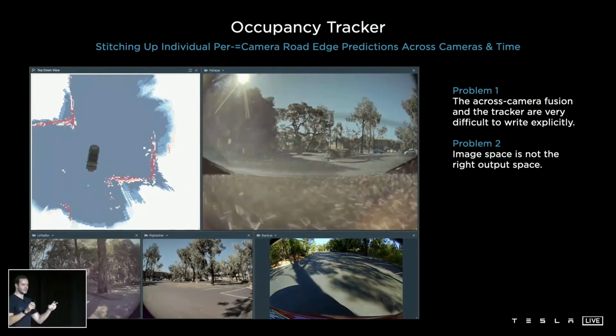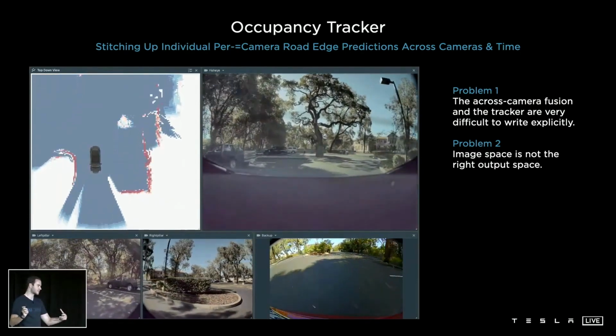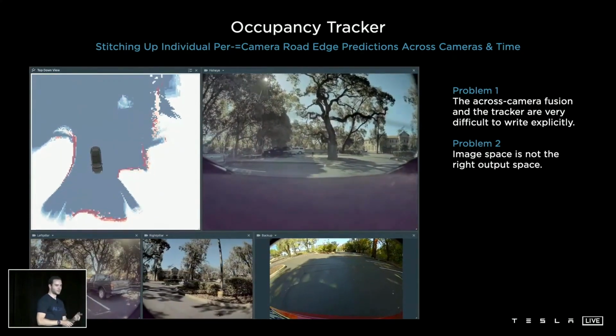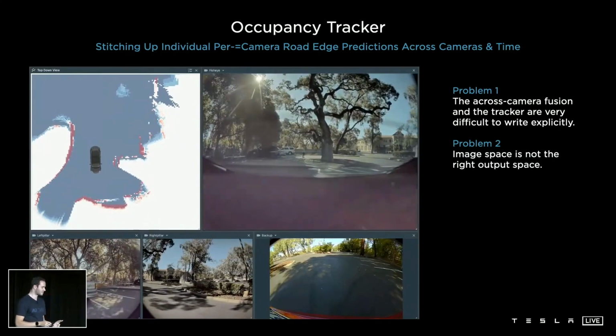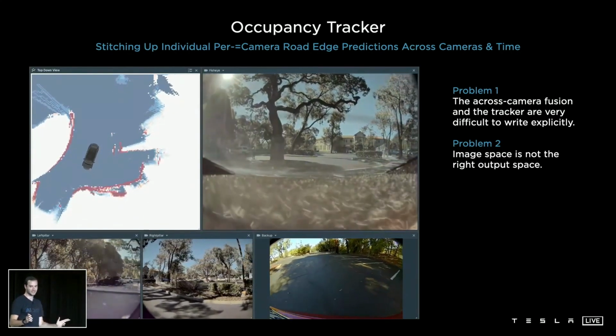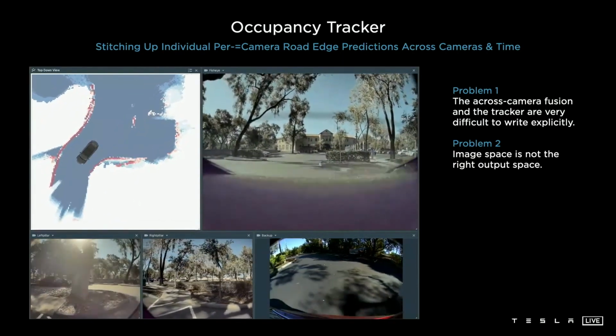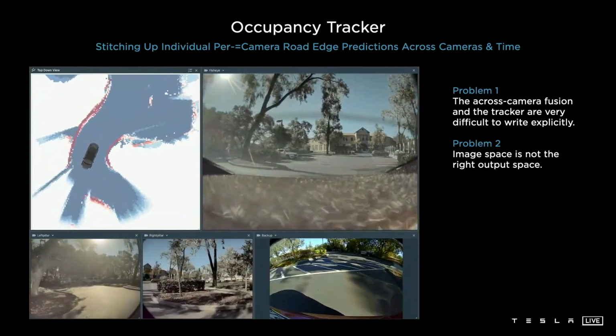So here we see that the curb detections from the images are being stitched up across camera boundaries and over time. Now, there were two major problems, I would say, with this setup. Number one, we very quickly discovered that tuning the occupancy tracker and all of its hyperparameters was extremely complicated. You don't want to do this explicitly by hand in C++. You want this to be inside a neural network and train that end to end.